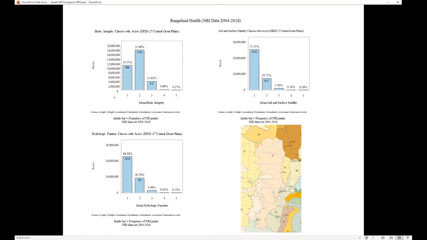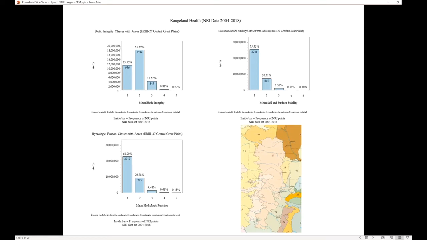If you're familiar with rangeland health, there are 5 categories. The first one is none to slight departure from reference, to the most extreme, total departure from reference. That's number 5. So that just shows you a histogram of what the data is showing in the Central Great Plains with respect to, say, biotic integrity. So 53% of the acres fell into category 2, which is slight to moderate departure. 11.6% was in the moderate departure range.